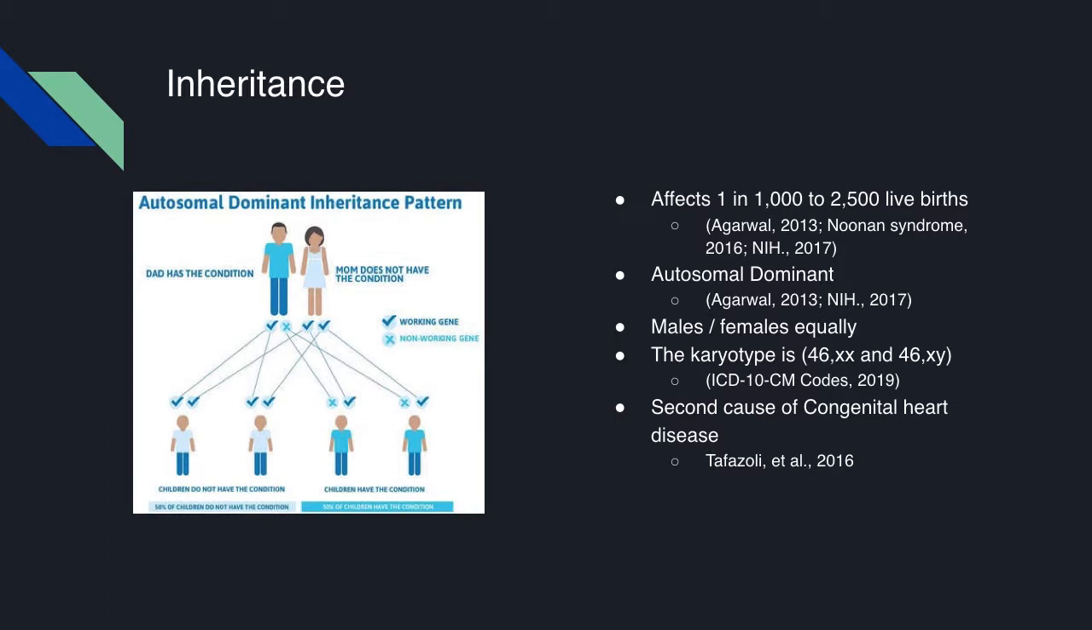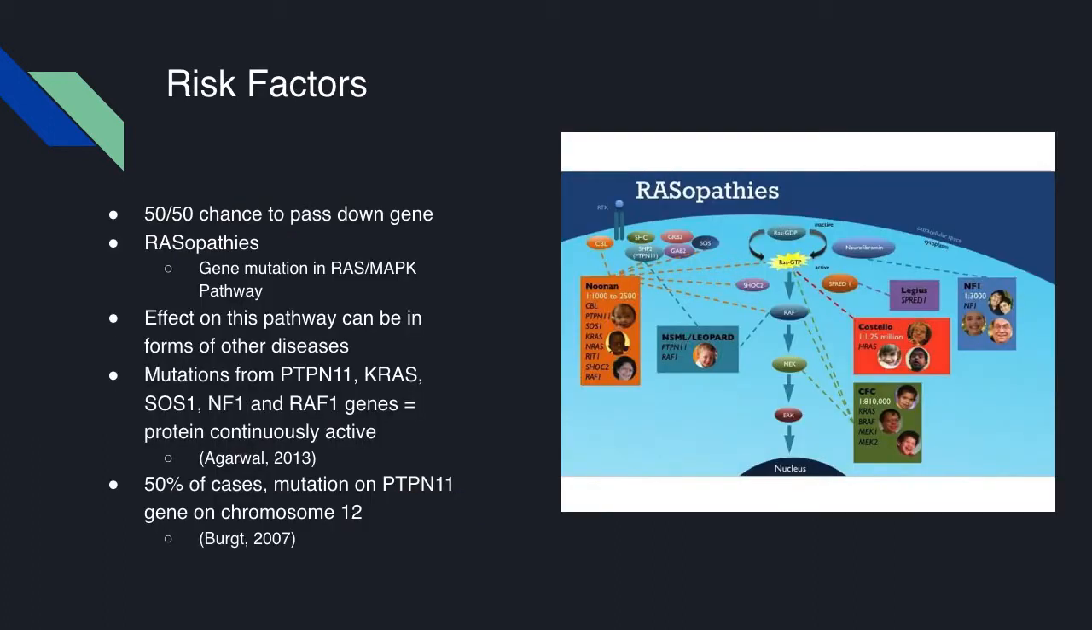So if you look to the left, this is the autosomal dominant inheritance pattern. You have a dad who has the condition and a mom who does not have the condition. So working gene, not working gene. And the probability that comes out of this is a 50-50 shot of it being passed down.